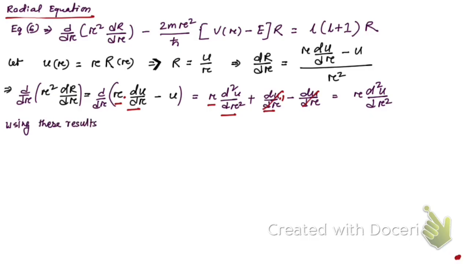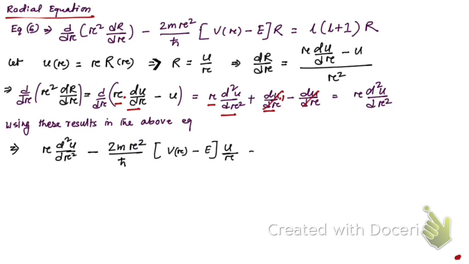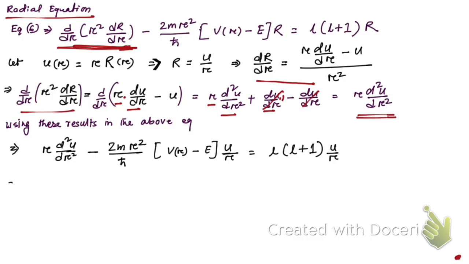Now using this result in the above equation, in the radial equation, the above equation becomes of this form. That means here we have replaced this whole part by this result. Hope you have understood this. Then r is replaced by u by r smaller, and this r is also replaced. That's how we have got this.